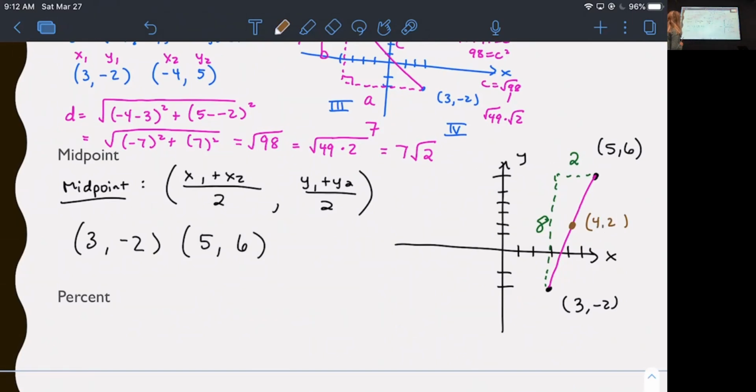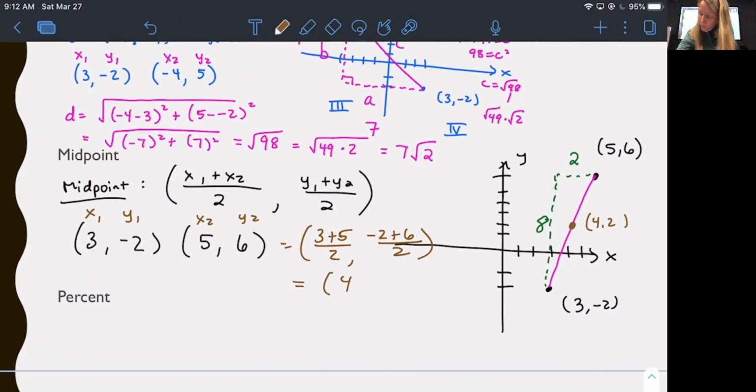So if we add up the x's, divide by 2, add up the y's, divide by 2, we should get the exact same thing. So let's label them: x1, y1, x2, y2. So it's going to be 3 plus 5 over 2, and -2 plus 6 over 2. And we get 8 over 2, which is 4, and 4 over 2, which is 2. So again, we would get 4, 2.